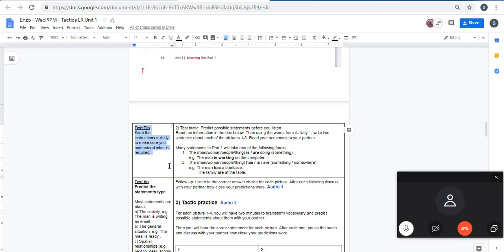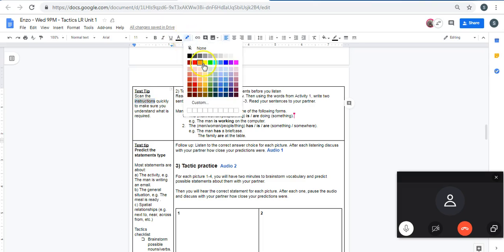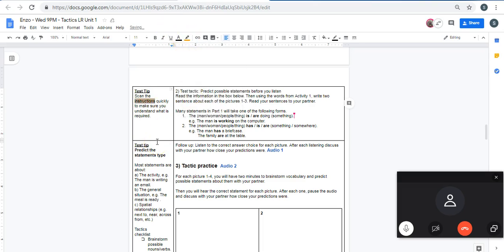Can you read the test tip, please? The test tip: Scan the instructions quickly to make sure you understand what is required. Okay. So be careful when reading instructions. Can you pronounce this one more time? Instructions. Again, instructions. Very good. Okay, next.